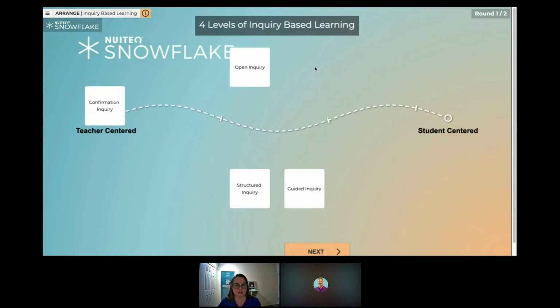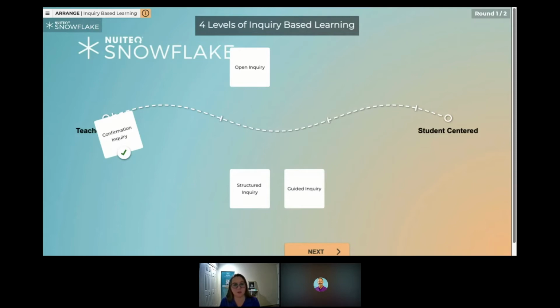The first is confirmation inquiry. In confirmation inquiry, this is where students are going to follow the teacher's lead. The teacher is going to provide direct instruction of a particular concept. They're going to be the one who poses the questions to the students, and then the teacher will model the process of how to reach an end result, so how to reach the solution. So everything is very guided by the teacher.